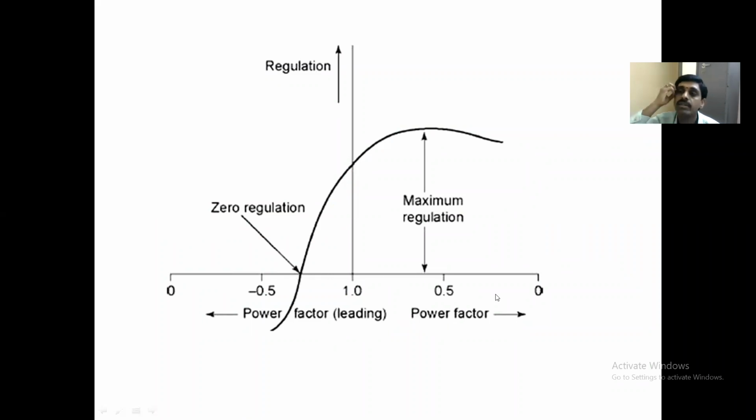So poor regulation means what? More difference between no load and full load. Good regulation means less difference between no load and full load. Poor regulation means high value. Good regulation means low value, low difference. That you have to understand. For lagging power factor load, you can observe the regulation is more, which means poor regulation. Most of the loads are lagging power factor loads, generally 0.8 power factor. For leading power factor load, you can see this negative side regulation.